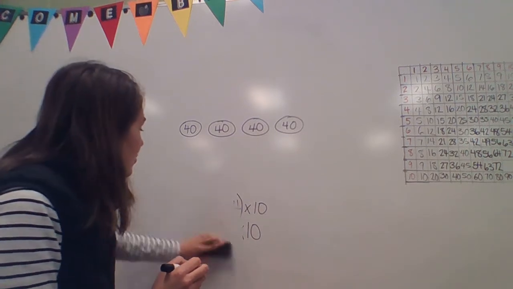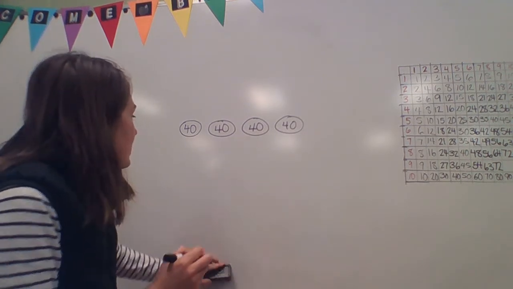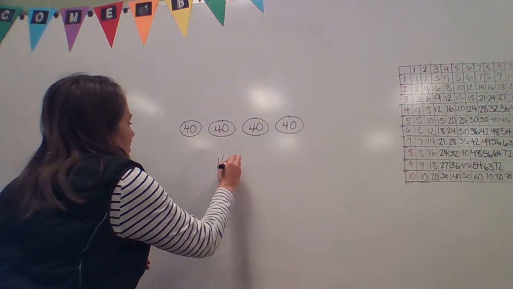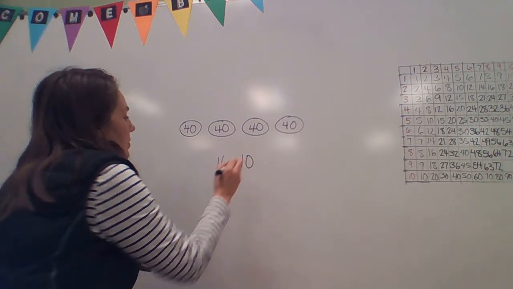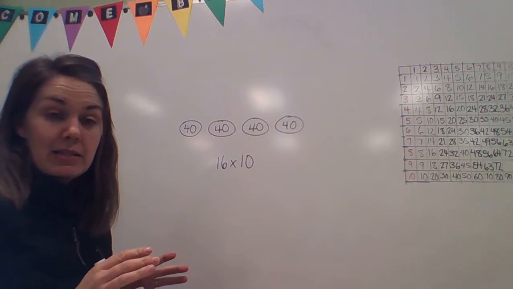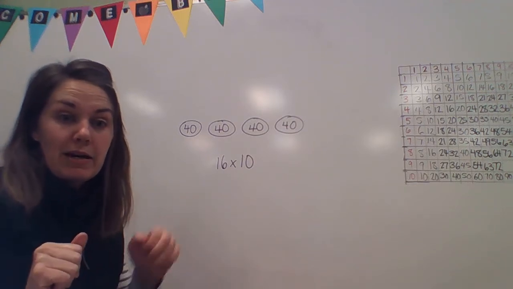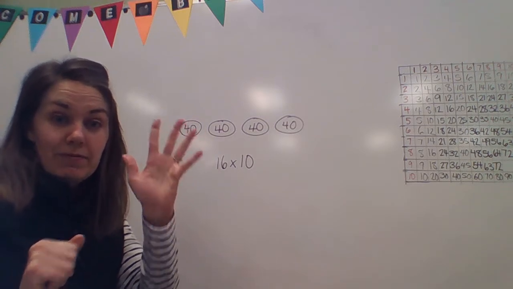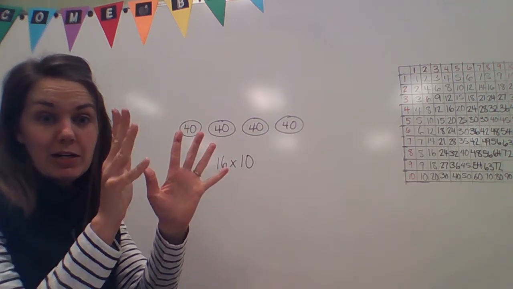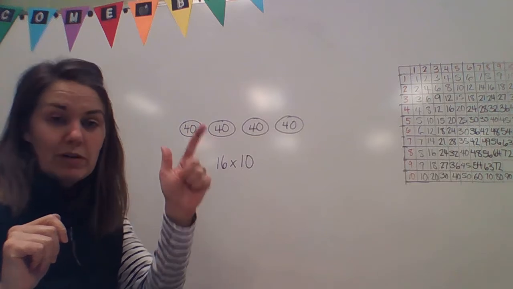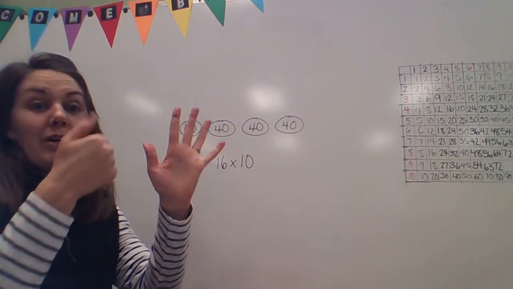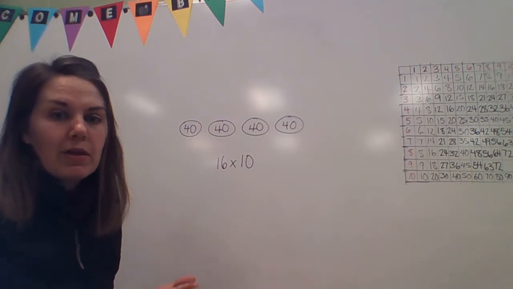Now, one of the cool things about tens, I'm going to write it up here just so I have a little bit more room. One of the cool things about working with tens is that you can skip count, right? So we could skip count 16 times, saying 10, 20, 30, 40, 50, 60, 70, 80, 90, 100, 110, 120, 130, 140, 150, 160. We could do that.